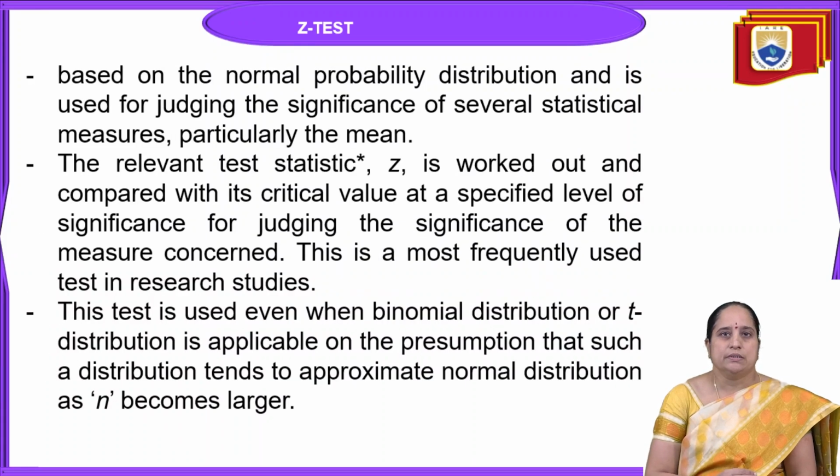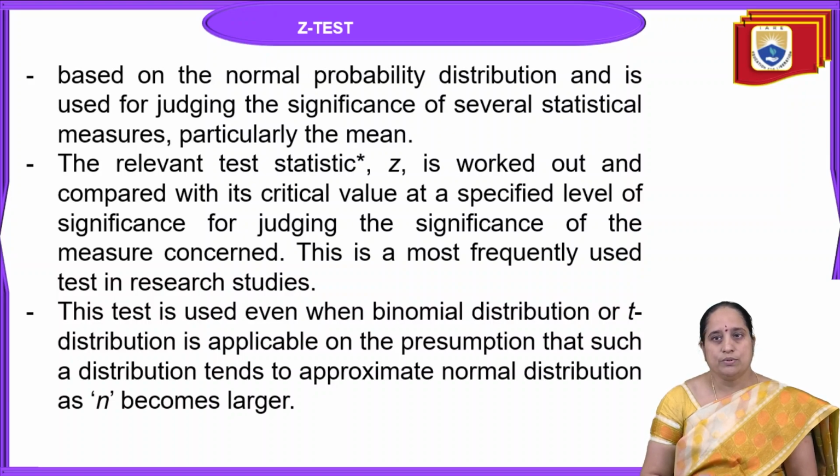Coming to the first one, Z-test. Z-test is based on the normal probability distribution and is used for judging the significance of several statistical measures, particularly the mean. The relevant test statistic Z is worked out and compared with its critical value at a specified level of significance for judging the significance of the measure concerned, and this is the most frequently used test in research studies.